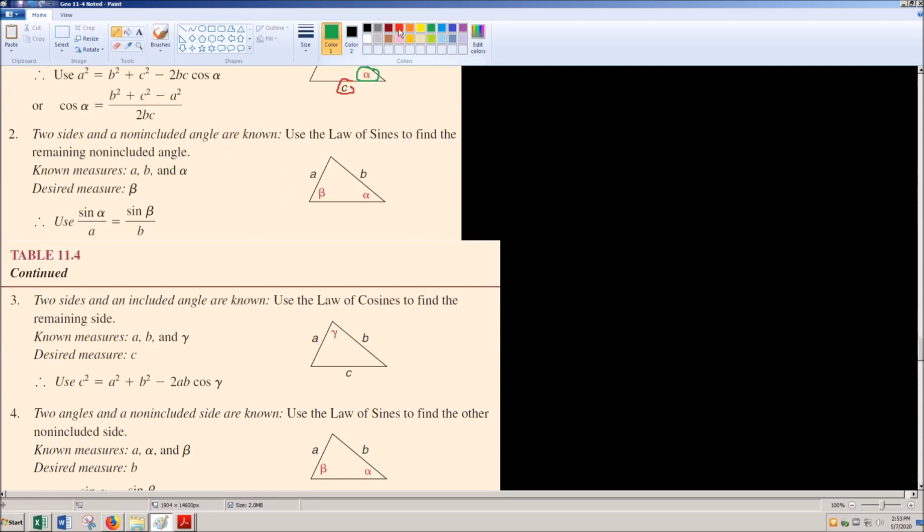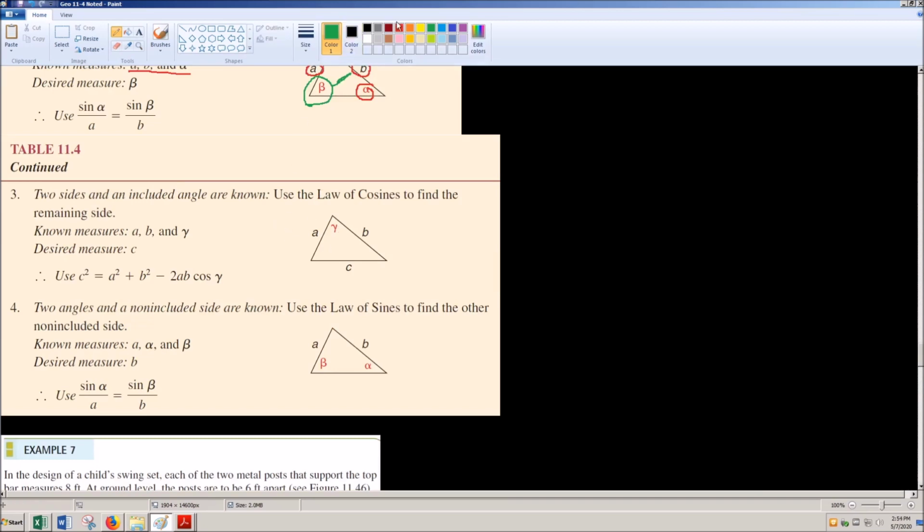For my second situation here, the known things are A, B, and alpha. So alpha is known, A is known, B is known. I want to solve for beta. This looks to me like I got some information across, and here I have some complete information across. So this is going to be a law of sines setup here.